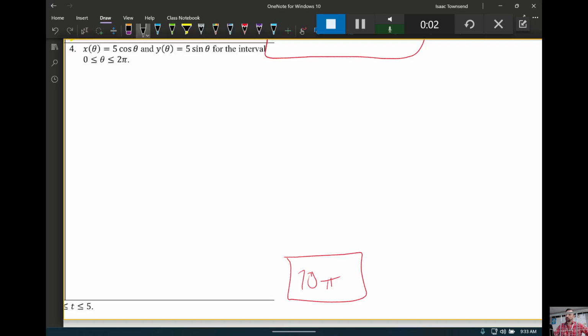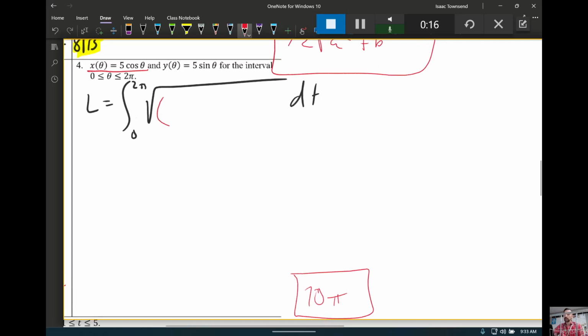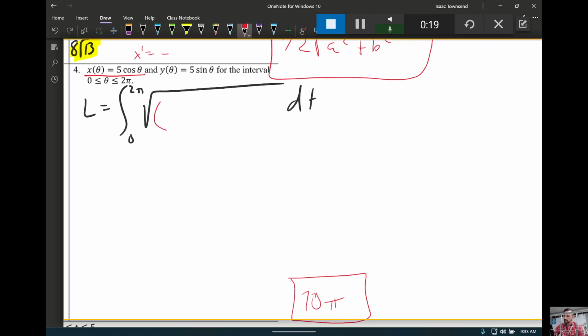Okay, so for question 4, our arc length should come from integrating 0 to 2 pi the square root of x prime squared, and x prime would be negative 5 sine theta. So this square that would give you 25 sine squared theta plus y prime squared, and y prime is 5 cosine theta. So square that, you get 25 cosine squared theta.